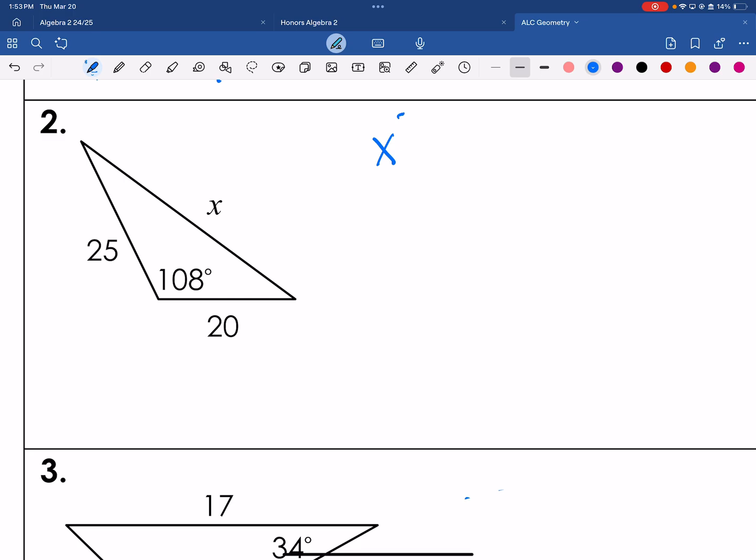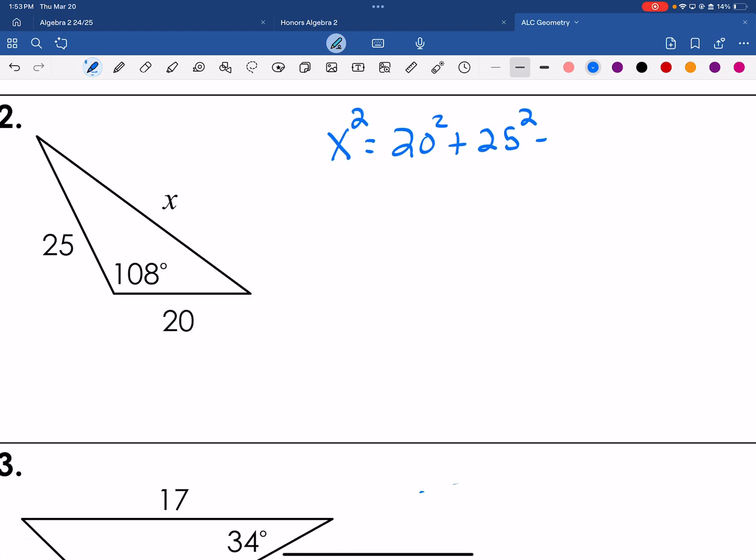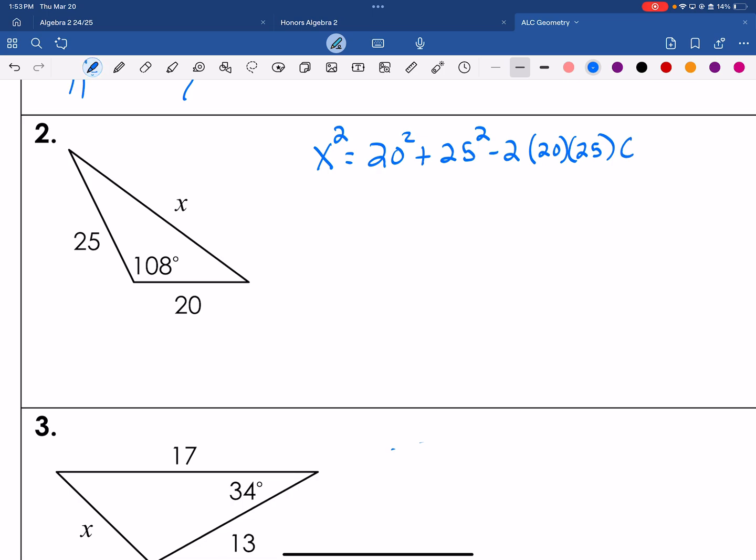So the side opposite my known angle squared is going to equal my known sides squared, so 20 squared plus 25 squared, minus 2, because that's our formula, times 20 times 25 times the cosine of my known angle, which is 108.